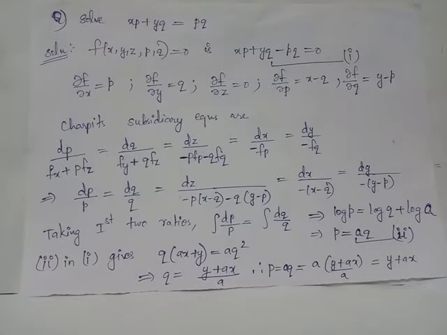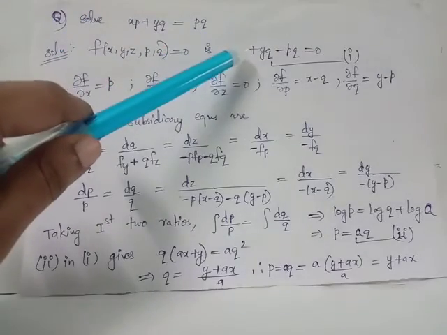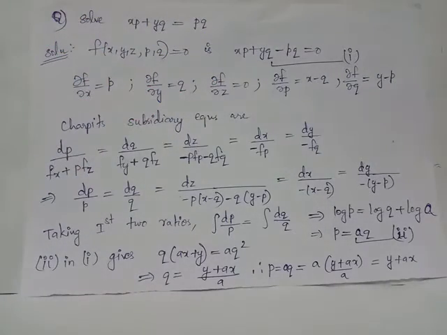We just substituted p equals aq here in the equation 1, and we are trying to find out an expression for q. Therefore, we have q equals y plus ax upon a. Since we obtained expression for q, we have p equals a into y plus ax upon a, which equals y plus ax. Since we have obtained p and q, we can find out the complete solution using the equation dz equals p dx plus q dy.